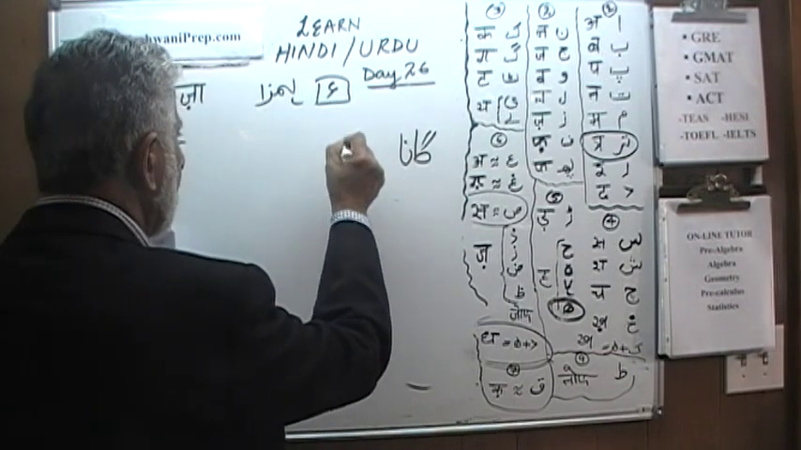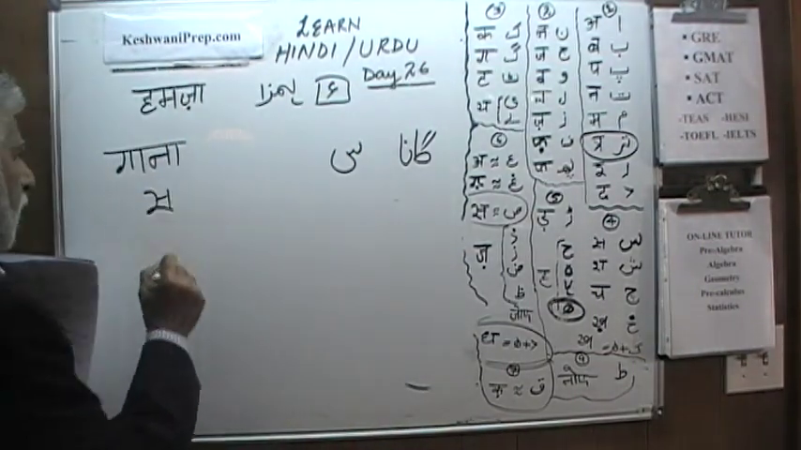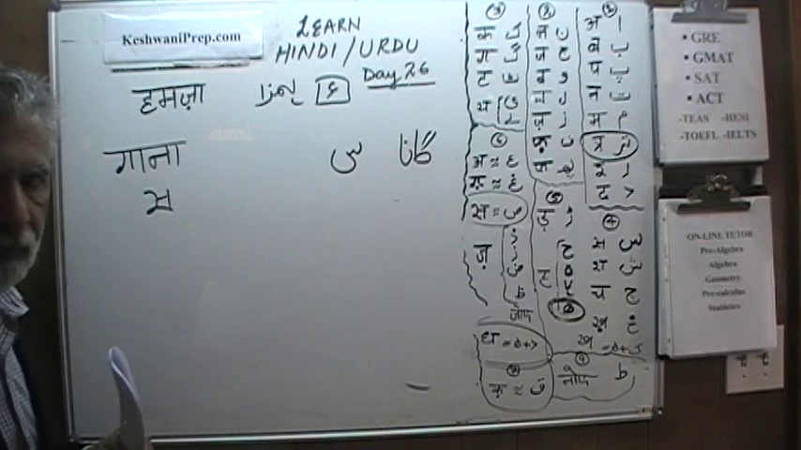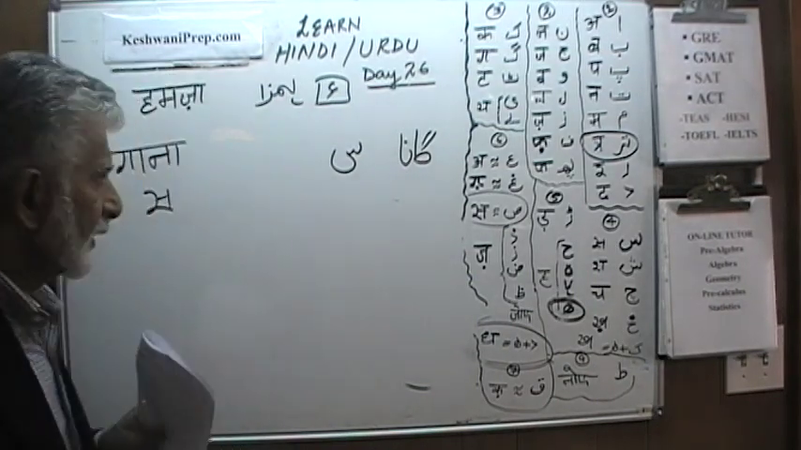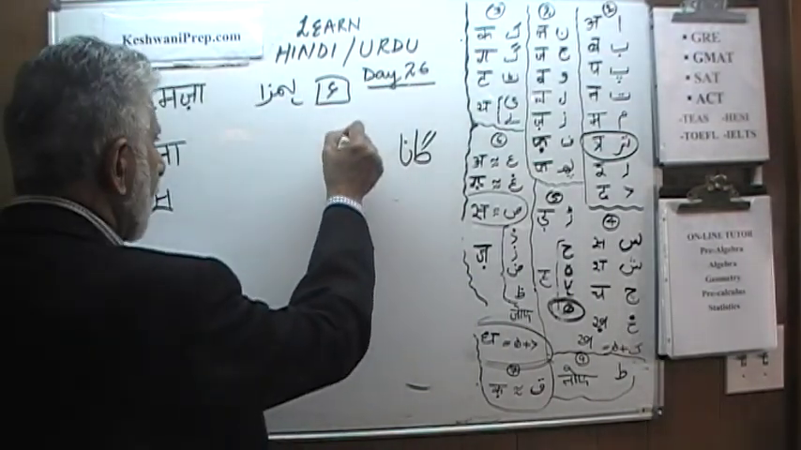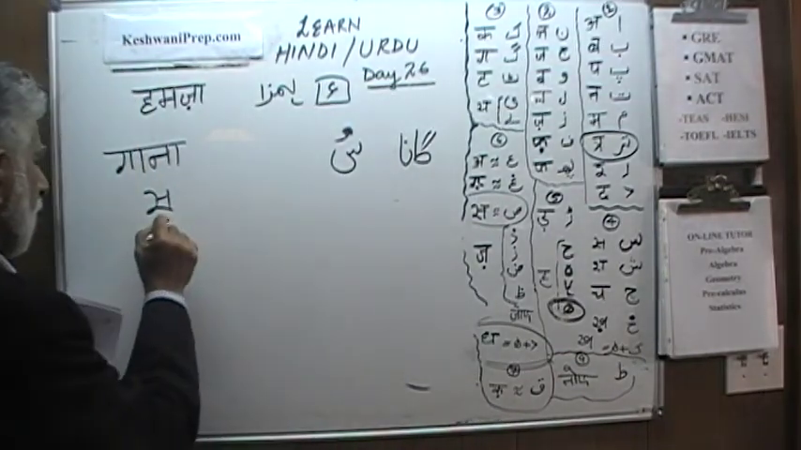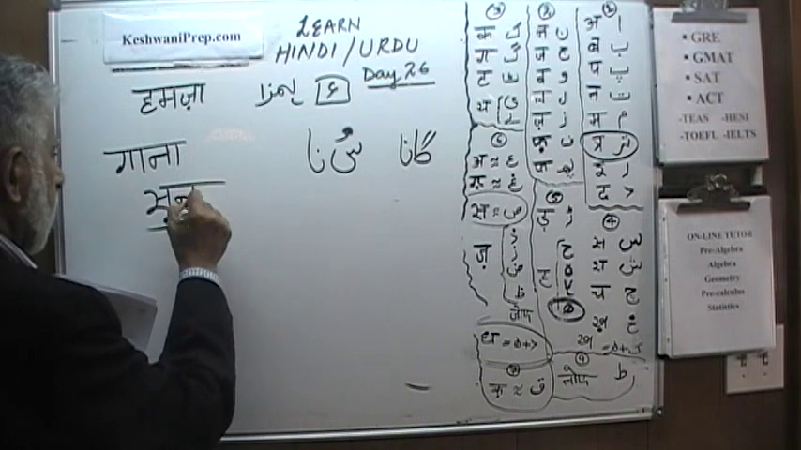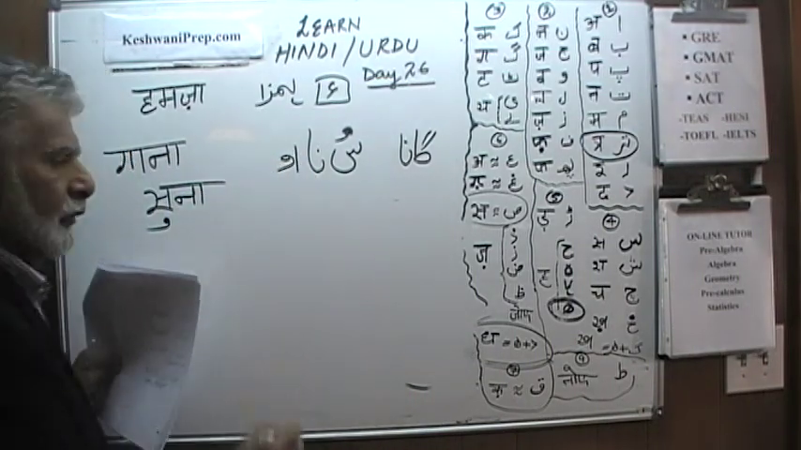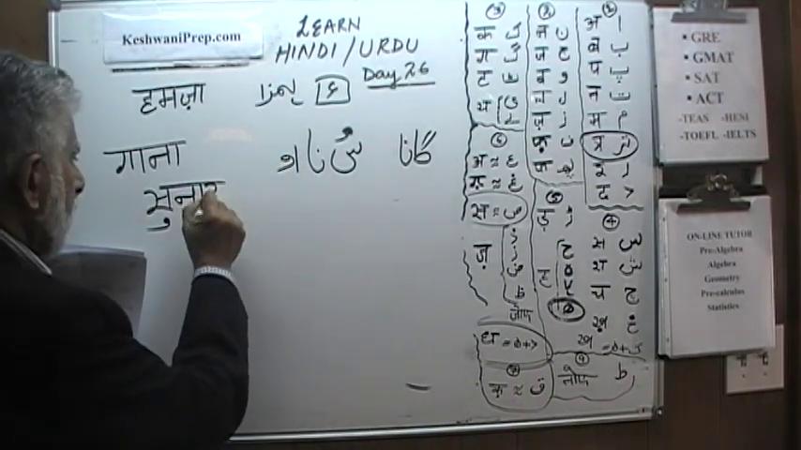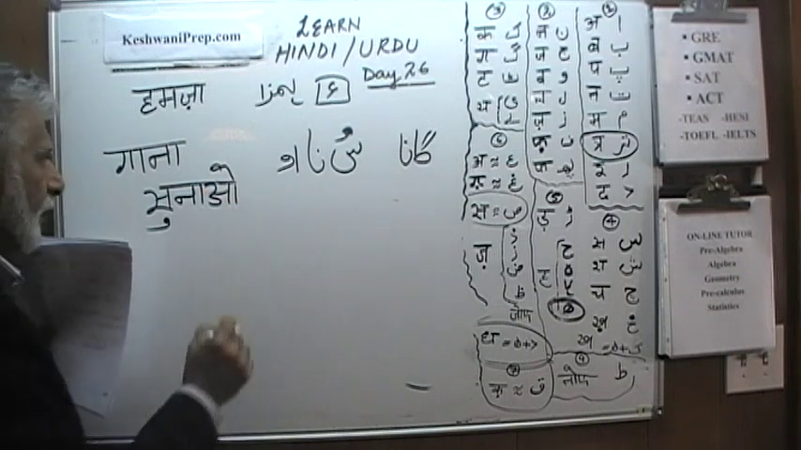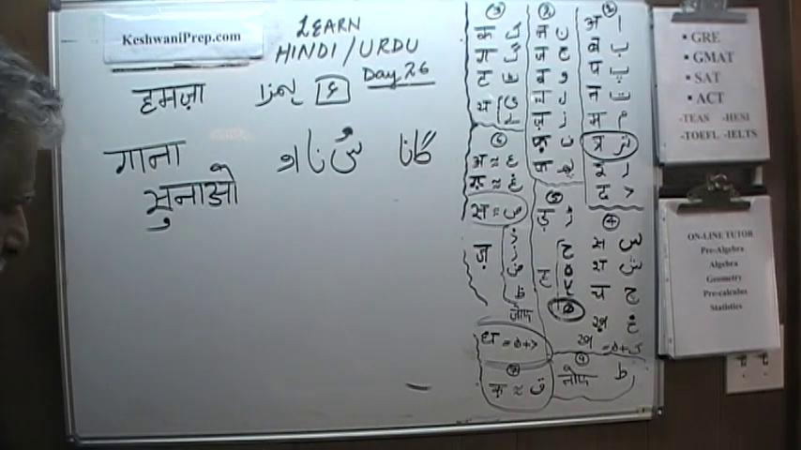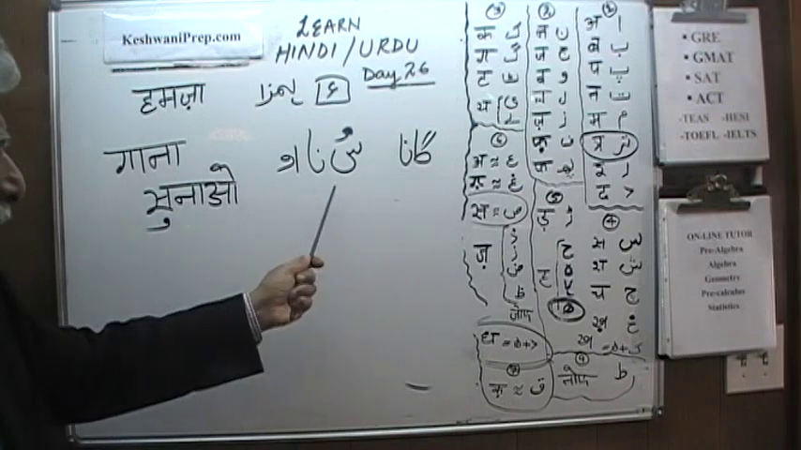Seen. But we don't want seen, we don't want sir, we want su. Choti u ki matra. Su. Na. O. Sunao. Gana sunao. We already put that together, we just have to put this one together.